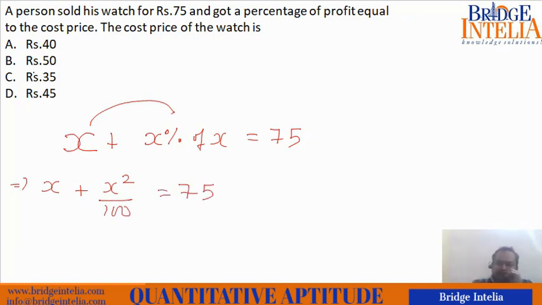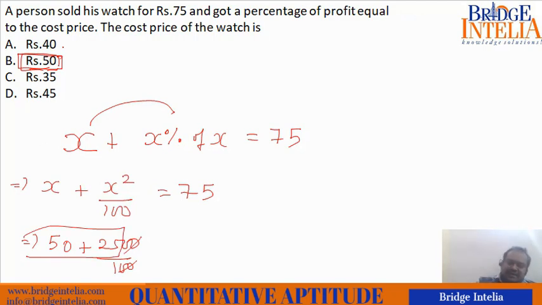Can we take help of options? I think 50 will work. Does 50 work here? So 50 plus 50. So either you frame a quadratic equation and solve it, or you can guess from the options that 50 seems to be working. 50 plus 2500 divided by 100. So yes, indeed 75. So 50 is the correct answer. Let's move to the next one.